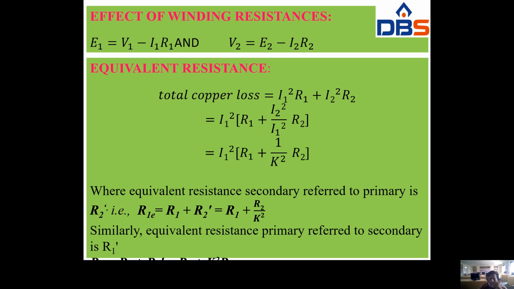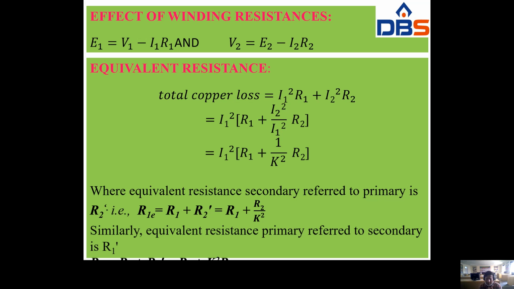Equivalent resistance referred to the primary means we have to transfer the secondary resistance to the primary. Original primary resistance is R1. The resistance transferred from secondary to primary is R2 dash. Now the total equivalent resistance referred to the primary is R1 equivalent. So primary resistance is R1, and secondary resistance is R2.